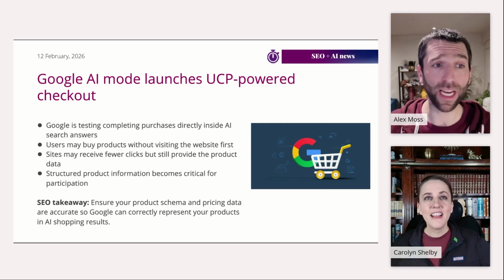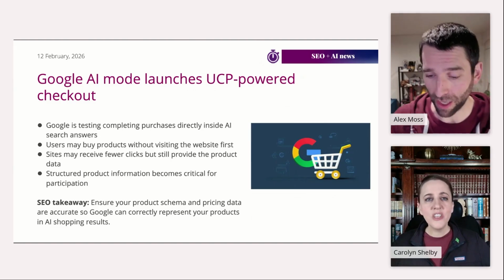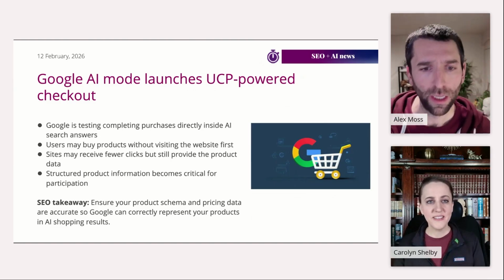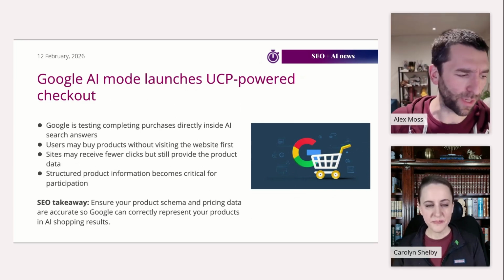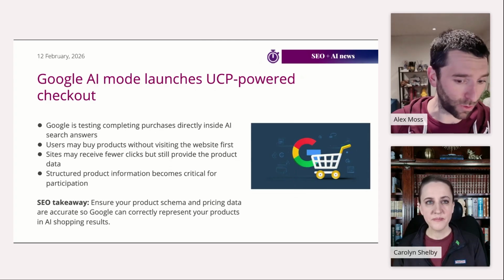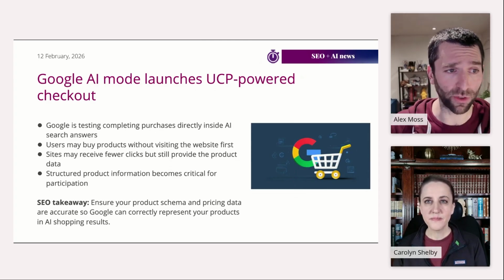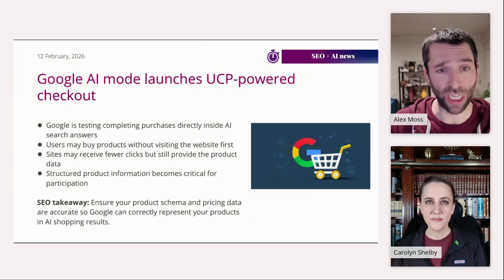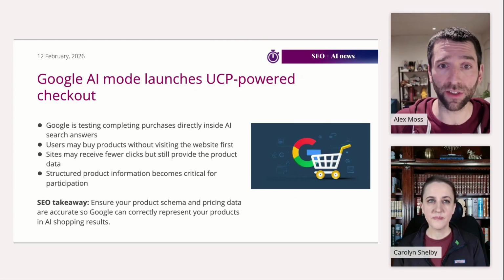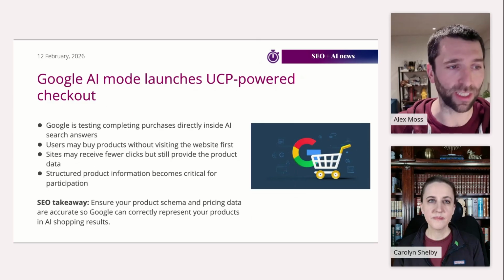Next, AI mode launches UCP-powered checkout. So we did talk about UCP. You were doing a lot of looking into this. Yeah, I did a post on Search Engine Journal, which I'll show off in the chat in a second, and I'm doing another one that's either out right now or going to be out this week. So UCP, for everyone who doesn't know, is a way in which agents can go from discovery all the way to checkout, purchase, and retention through agents. So it can buy products on your behalf and look at everything.